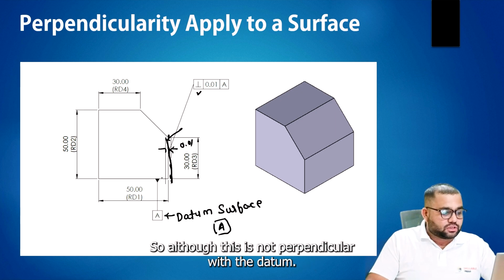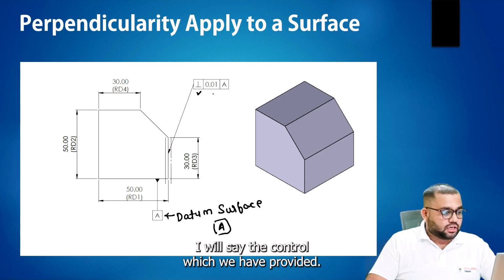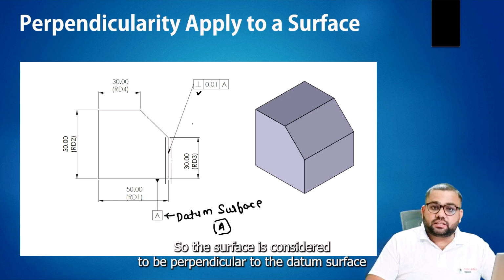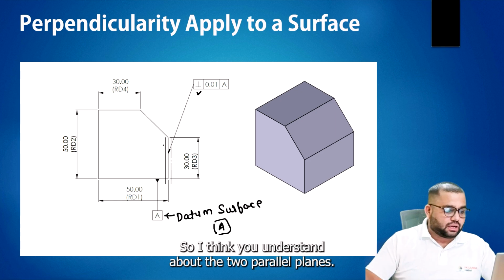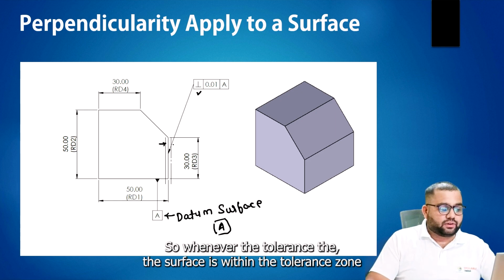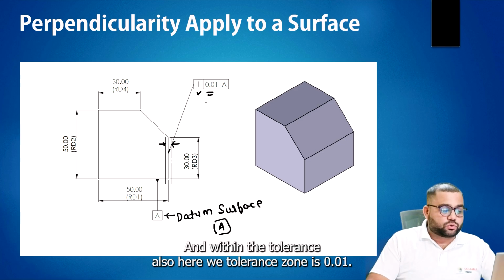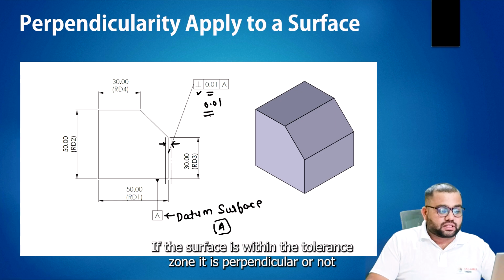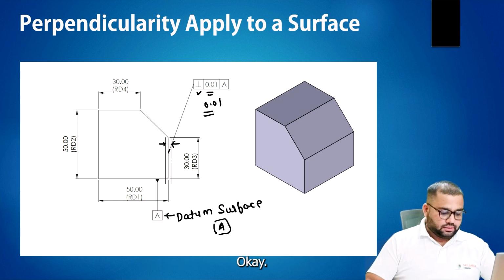Although this is not perpendicular with the datum, if it is under the perpendicularity tolerance, or I will say, the control which we have provided, then the surface is considered to be perpendicular to the datum surface. So I think you understand about the two parallel planes. Whenever the surface is within the tolerance zone, and here the tolerance zone is 0.01 mm, whether it is perfectly perpendicular or not, it will be considered perpendicular with the datum surface.